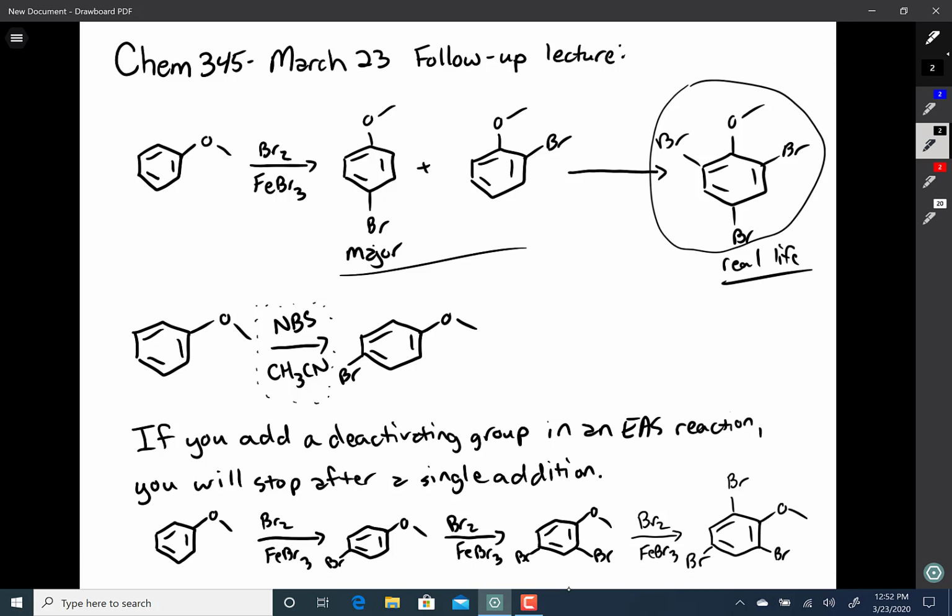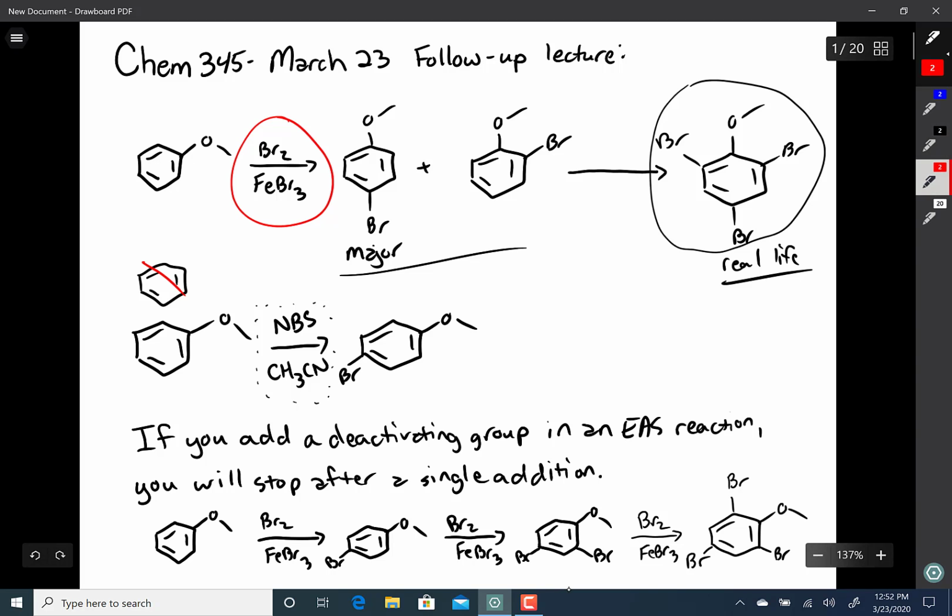That way, adding a bromine, you just have to remember these conditions, as opposed to figuring out specifically what conditions are necessary to add one bromine on, because NBS acetonitrile works on this molecule, but it won't work on non-activated rings like benzene. So rather than having to remember all of that, you can just remember this. In this class, if you add a deactivating group in an EAS reaction, you will stop after a single addition. So that's the first thing.